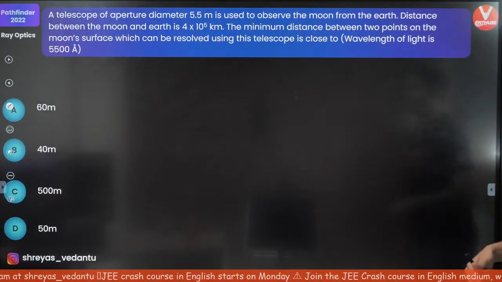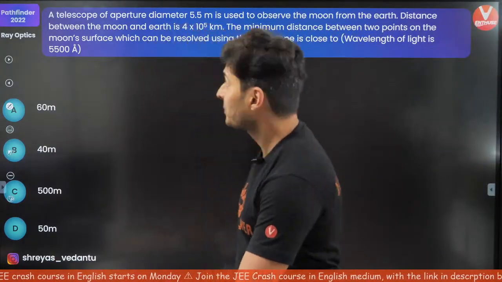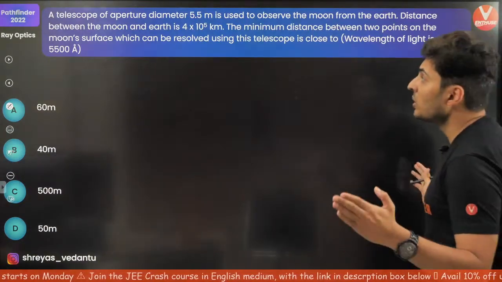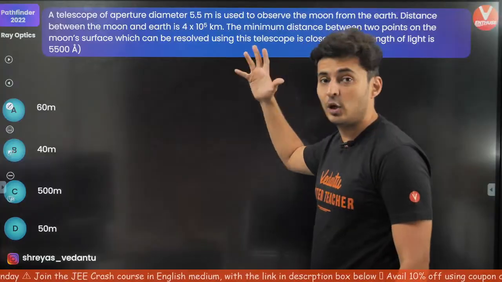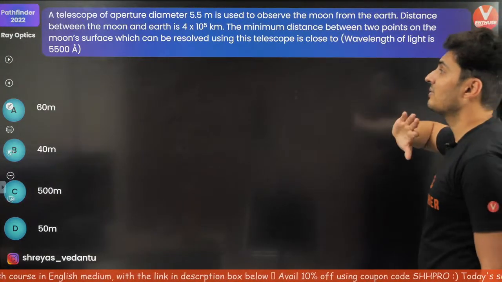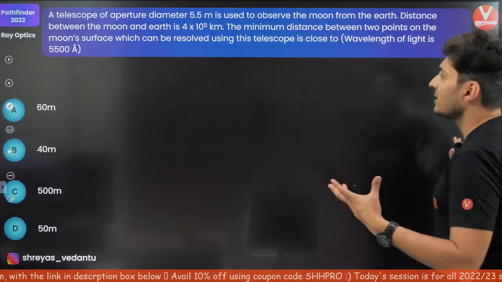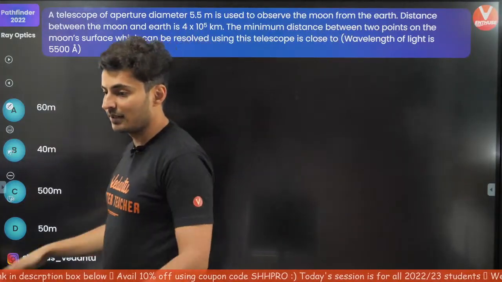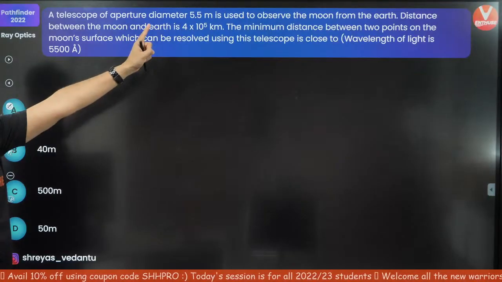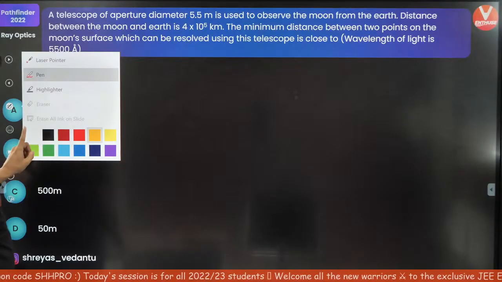Come on, my warriors. A telescope of aperture diameter 5.5 meter is used to observe the moon from Earth. The distance between the moon and Earth is 4 into 10 to the power 5 kilometers. The minimum distance between two positions on the moon's surface that can be resolved using the telescope is how much? Wavelength is also given. Let's see how many of you can do this. Very interesting question based on resolution. Come on, think, which formula are you going to use?